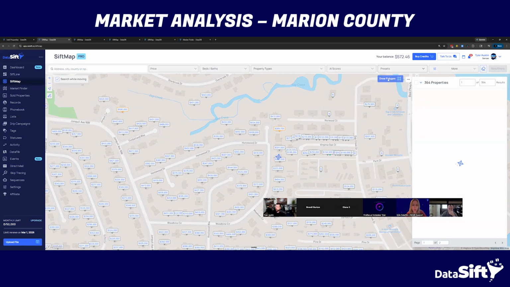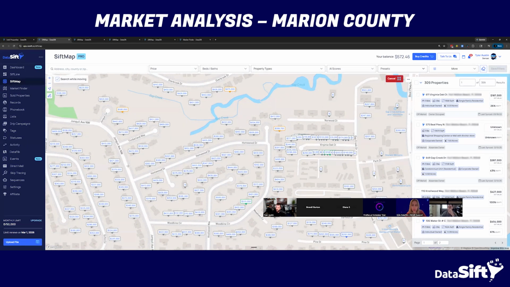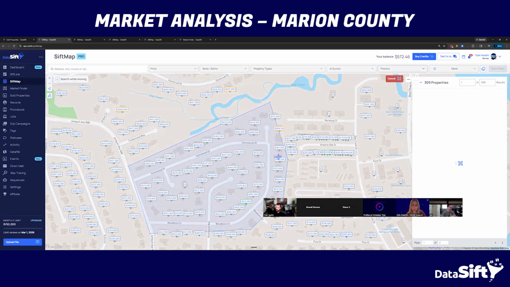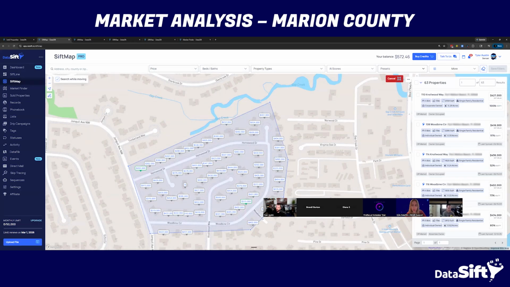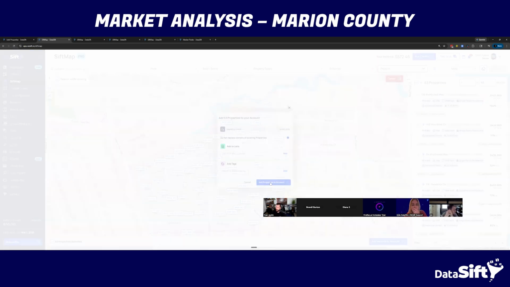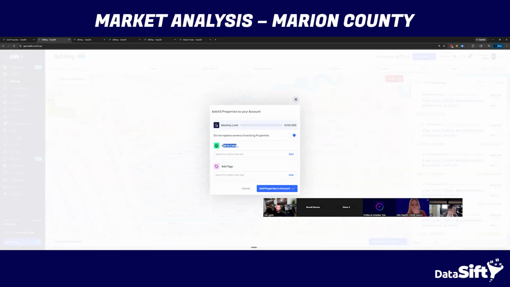is I would use my draw polygon tool, and I would just grab, like when I did this property, I grabbed everything here in that little area and brought those into my account. And then what I do is I just add a tag to them. So I select them all, add to my account. I don't add it to a list. I would just add a tag because you don't have to have a list on a record. I just add a tag. You might call it like Homewood Farm, you know?